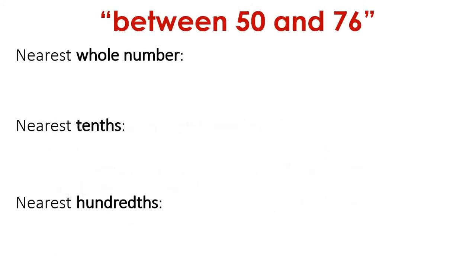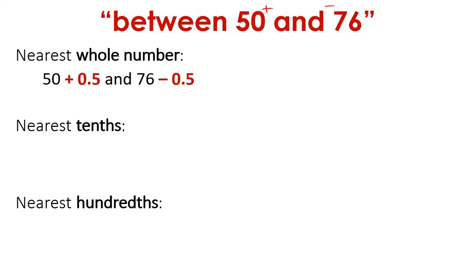So let's have this keyword. What if in the problem you see between 50 and 76? Say, for example, you are tasked to round off to the nearest whole number. If it is between, they are not included. 50 and 76 will not be included. So that will mean plus and minus. Where are we going to add? To the lower number. Where are we going to subtract? To the higher number, so that the values in between will be considered.